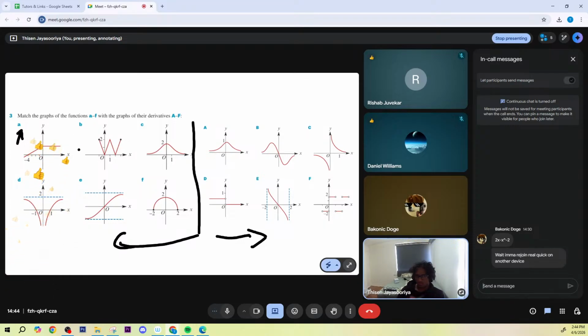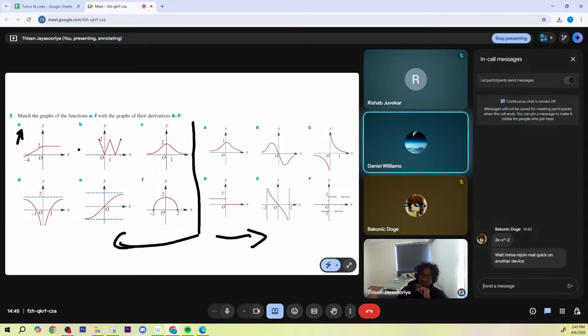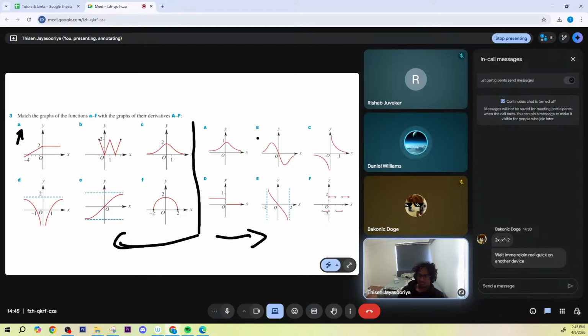What about B? Which one does B go with? F. What about C? Which one does C go with? Is it E? B? Did you say B? Yeah, it goes with B. What about D? Rashad, which one does D go with?